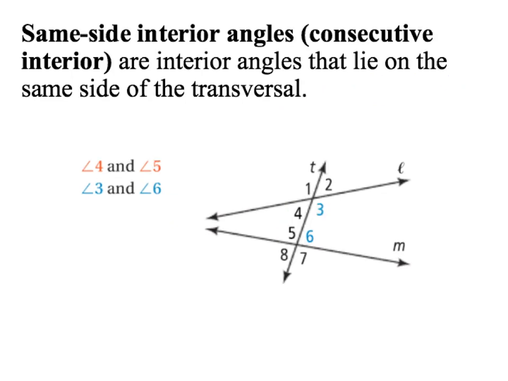The next type of angles we have are same side interior. Again, inside is in between the two lines. In this case, this is inside my two lines. So 3 and 6 are on the same side, and 4 and 5 are on the same side. Remember, this is my transversal. The transversal cuts the two other lines across.